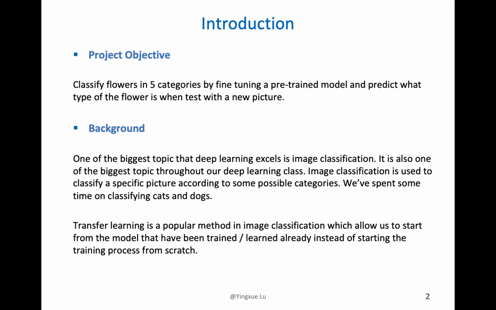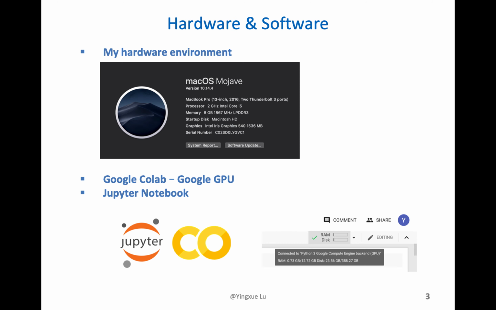In our class, we spent some time on classifying cats and dogs pictures. Image classification is one of the biggest topics of deep learning, and transfer learning is a very popular method in image classification problems because it allows us to start from a model that has been trained before. So we don't have to start from scratch and train a huge model by ourselves.